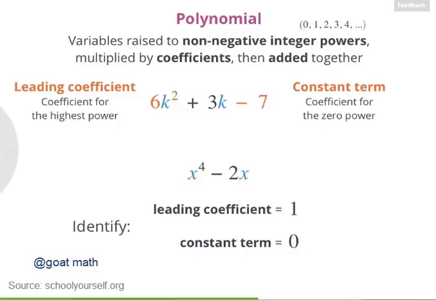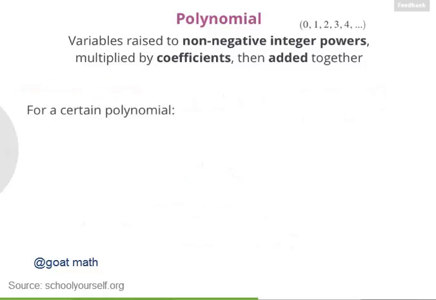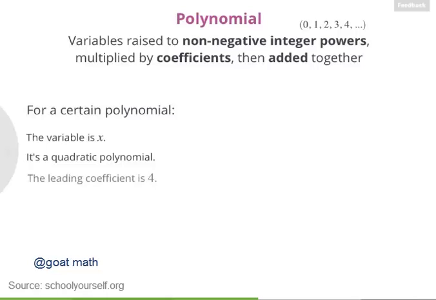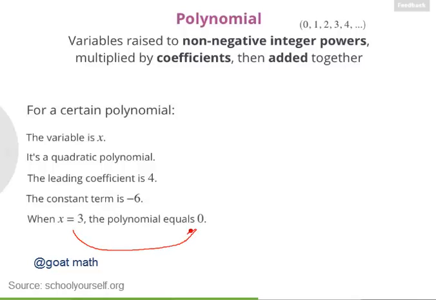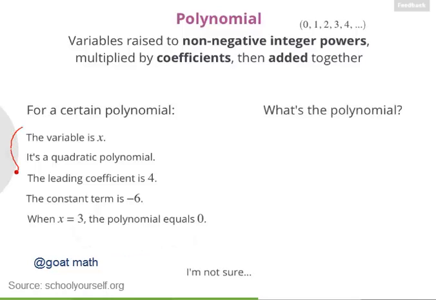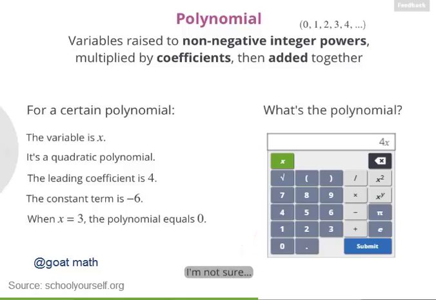Now for your final challenge. Suppose I have a polynomial, and I tell you that the variable in the polynomial is x, that it's a quadratic polynomial, that the leading coefficient is 4, and that the constant term is negative 6. And I also tell you that when x equals 3, the polynomial equals 0. Can you figure out the polynomial that satisfies all these conditions? If you get stuck, click down here and we'll figure this out together.